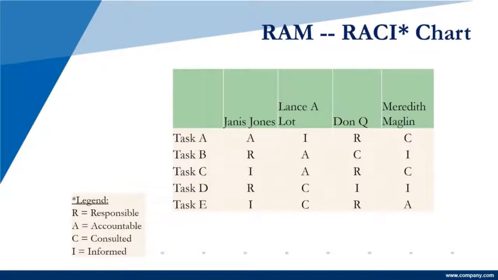Now, this is a RACI chart. It's known as a RACI chart because of the acronym. The legend is down here. R is responsible, A is accountable, C is consulted, I is informed. What this shows you is the resources across the top, the tasks down the side, and it notes their category of activity within those different tasks.